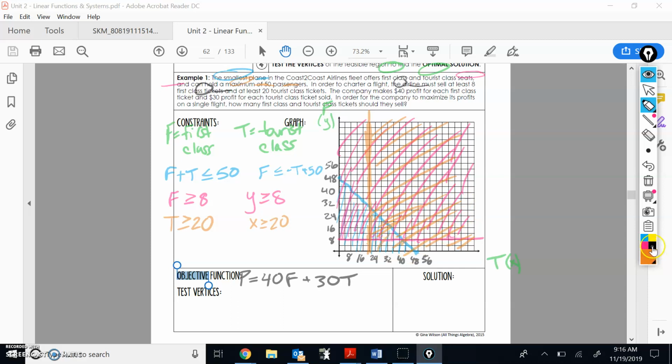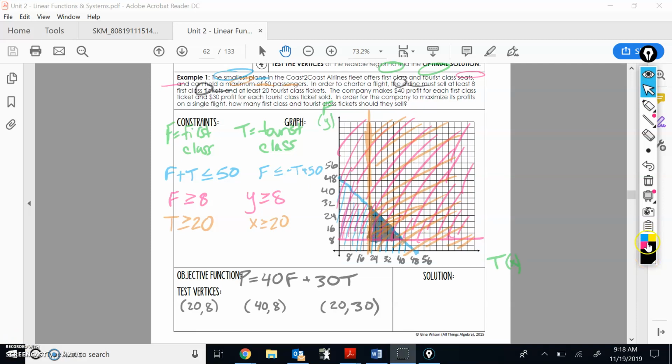So let's look at where all 3 colors intersect. Try to identify where the vertices of that triangle are. Your 3 points are (20, 8), (40, 8), and (20, 30). These points would be different if we changed what F and T on the axes were, for example, if F was the x-axis.